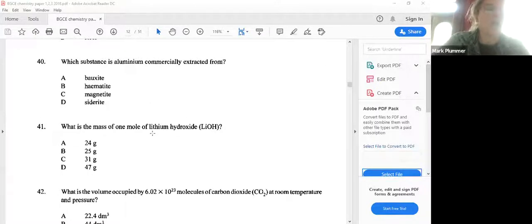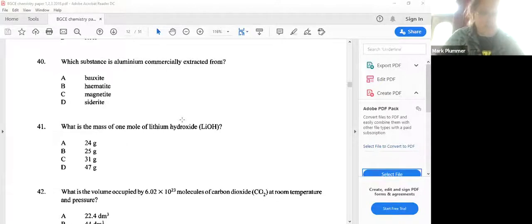Okay, number 41. What is the mass, even, of 1 mole of lithium hydroxide? Well, basically all you've got to do with that one is work out the Mr of the compound, or the relative atomic mass of the compound, put it all together, and you can do that from the periodic table. When you add up all the nucleon numbers for each of the elements that are in there, you get 24. So the answer to number 41 is 24.